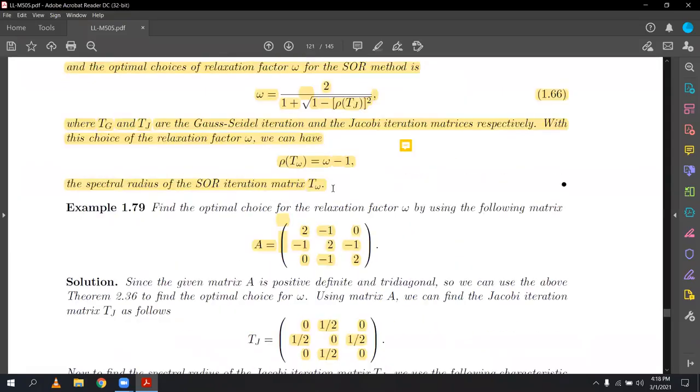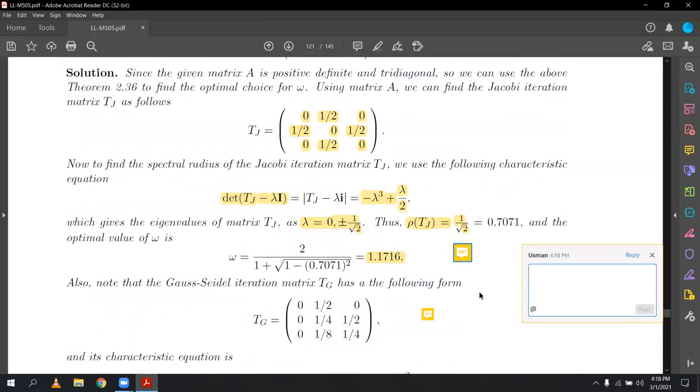What is your T omega, please? The T omega formula, I already told you. What is the rho of T omega? Rho of T omega is equal to what? Omega minus 1. What is your omega? You just calculated 1.1716, and this is equal to what? 0.17.